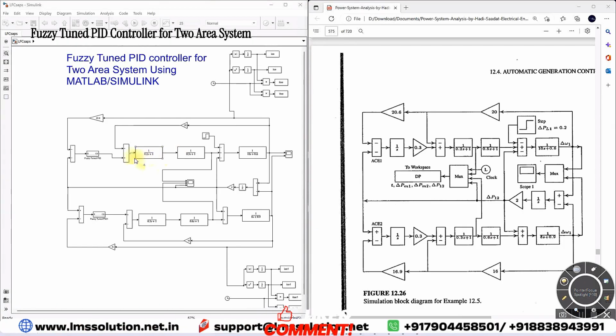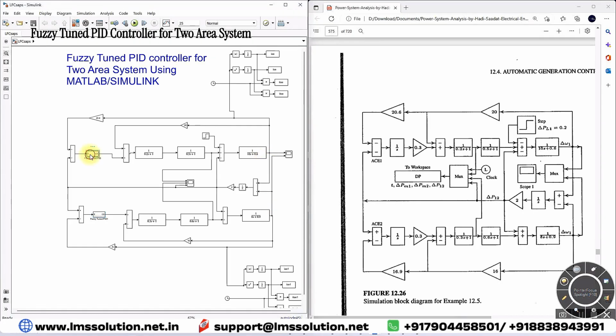Here you can see the transfer functions for the governor, turbine, and generator load model for area 1, and this is the governor, turbine, and generator load model for area 2. And here we are using the fuzzy tuned PID controller for both areas in order to control del omega 1 and del omega 2.